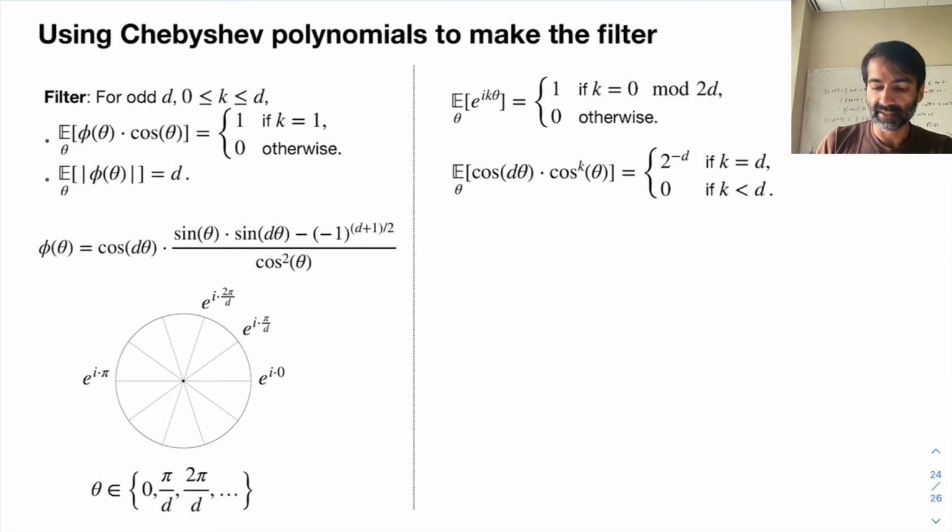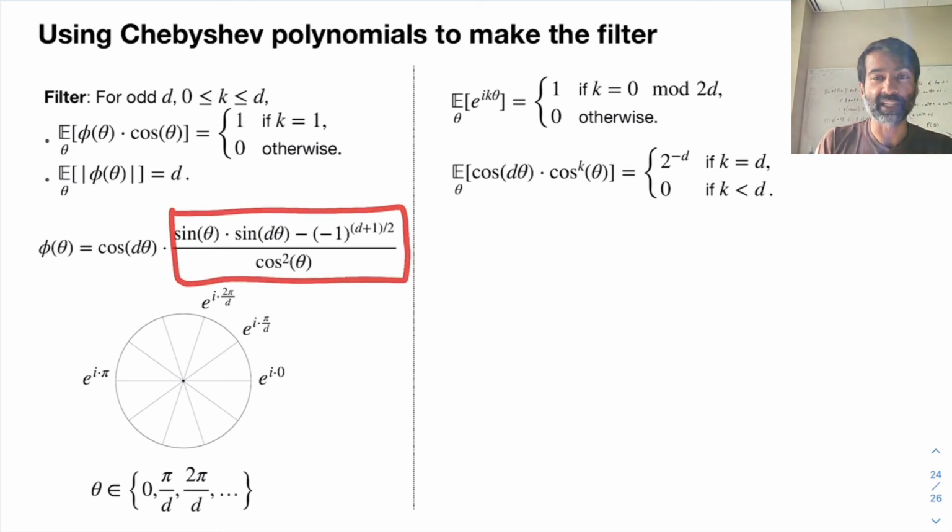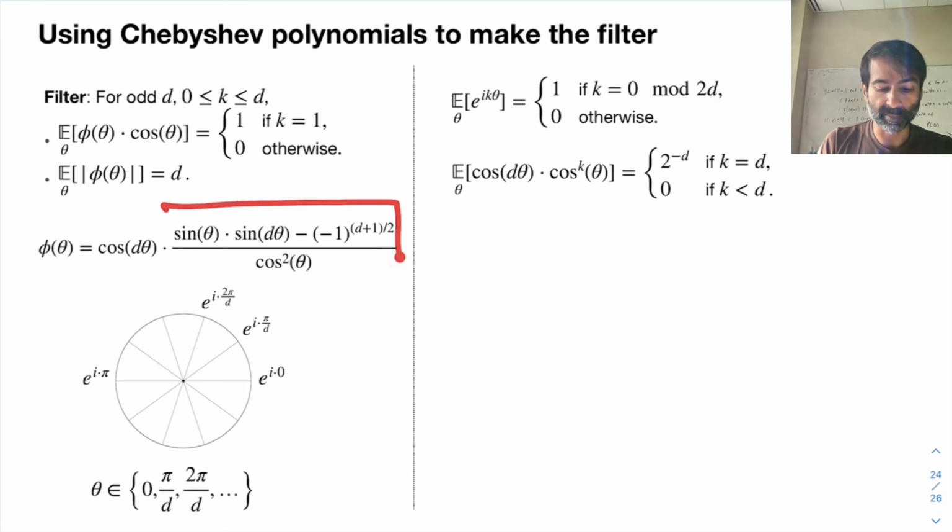It means that cosine d theta basically gets rid of all lower powers in cosine k theta. And eventually what we're going to show is that in many of the cases that we analyze, this will be a low degree polynomial in cosine k theta.